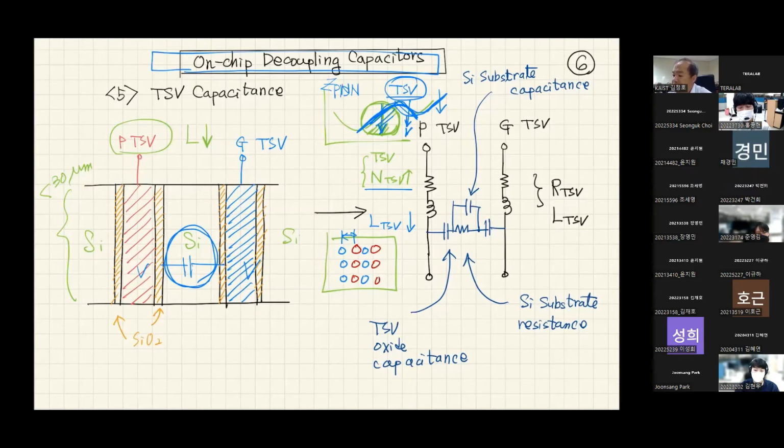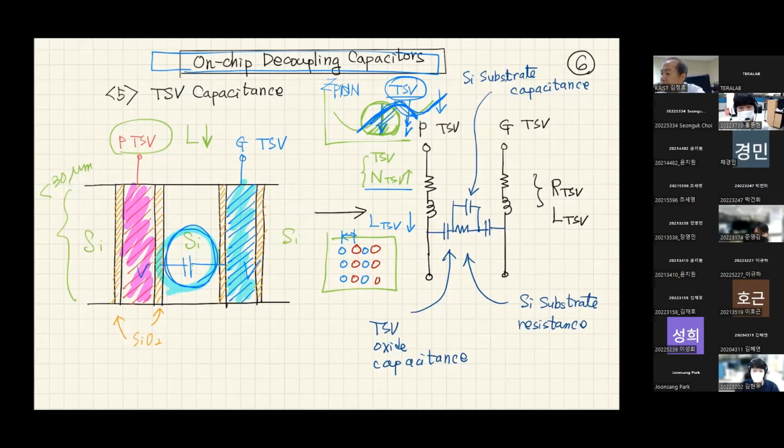When we have power TSV, we have a metal structure, and if we have ground TSV, it has a metal structure. So as long as you have metal and metal looking at each other, with silicon between them, we can generate decoupling capacitors.